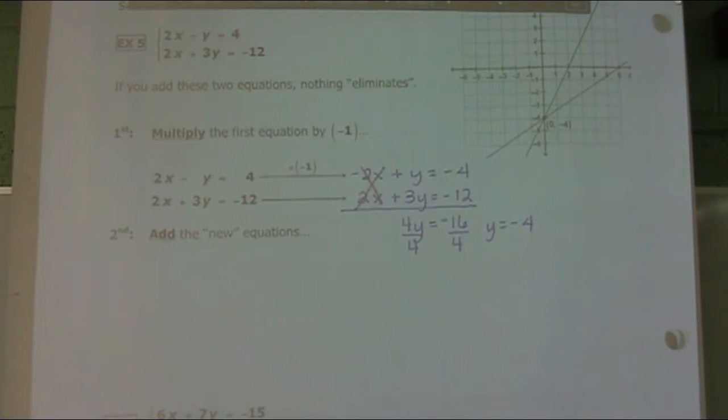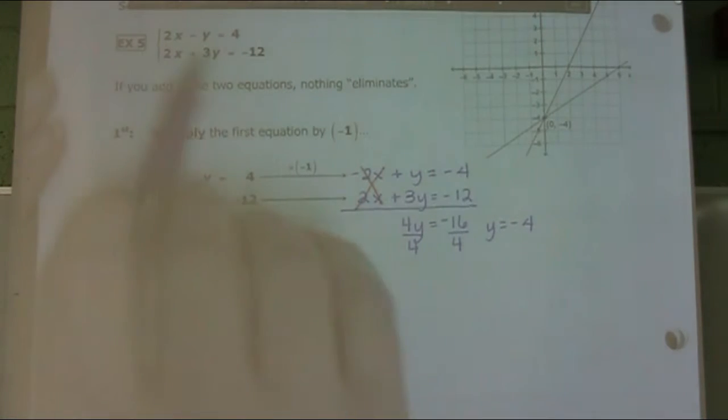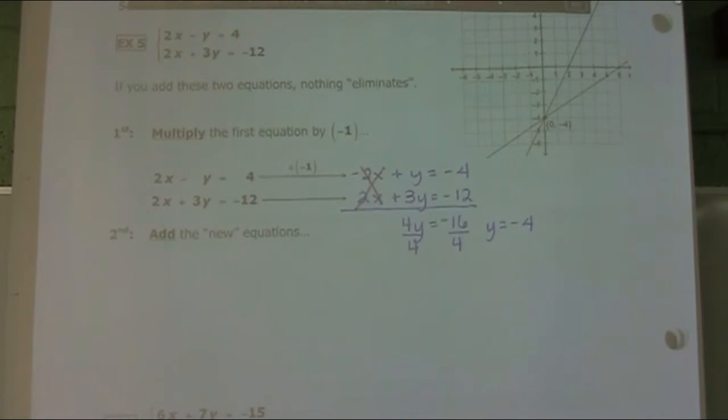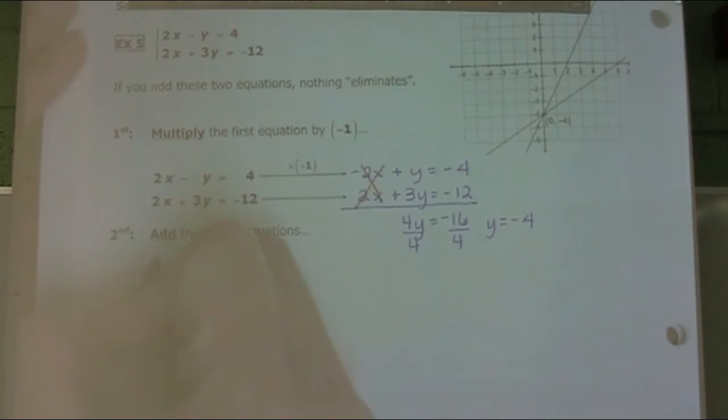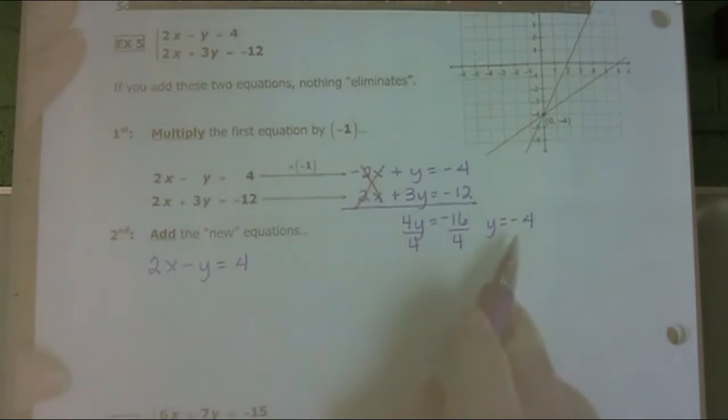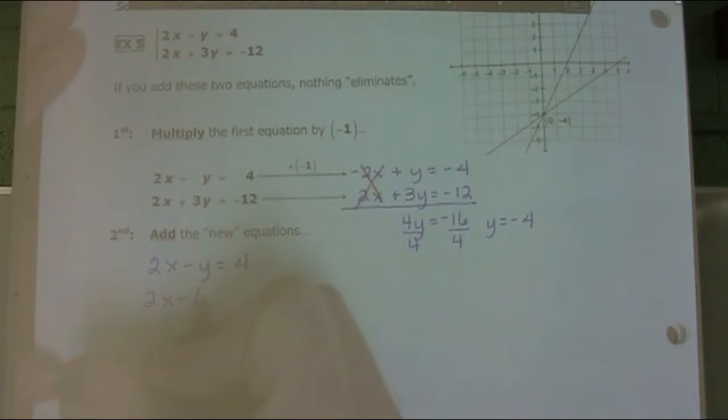That's all the addition I'm going to do. Now I'm going to do substitution. Pick either equation, it doesn't matter which, and I'm going to substitute y equals negative 4. So I'll just take the first one: 2x minus y equals 4. And I'm going to substitute in negative 4. So this is 2x minus negative 4 equals 4. And minus a negative is the same as plus a positive. So this really is 2x plus 4 equals 4.